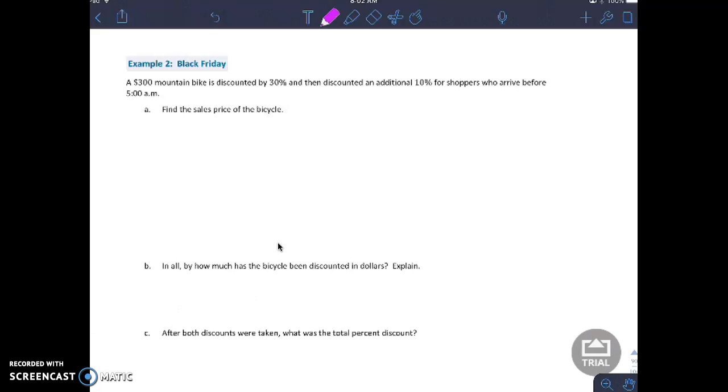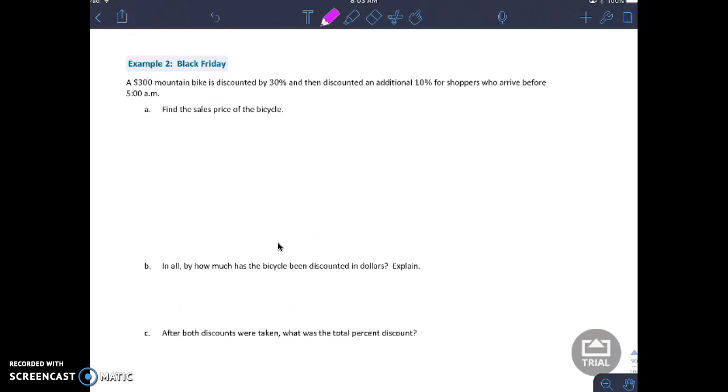So now it says that there is this $300 mountain bike discounted by 30%, and then discounted an additional 10% for the shoppers who arrive before 5 a.m. That is way too early. I think that's ridiculous. It should basically be free at that point.